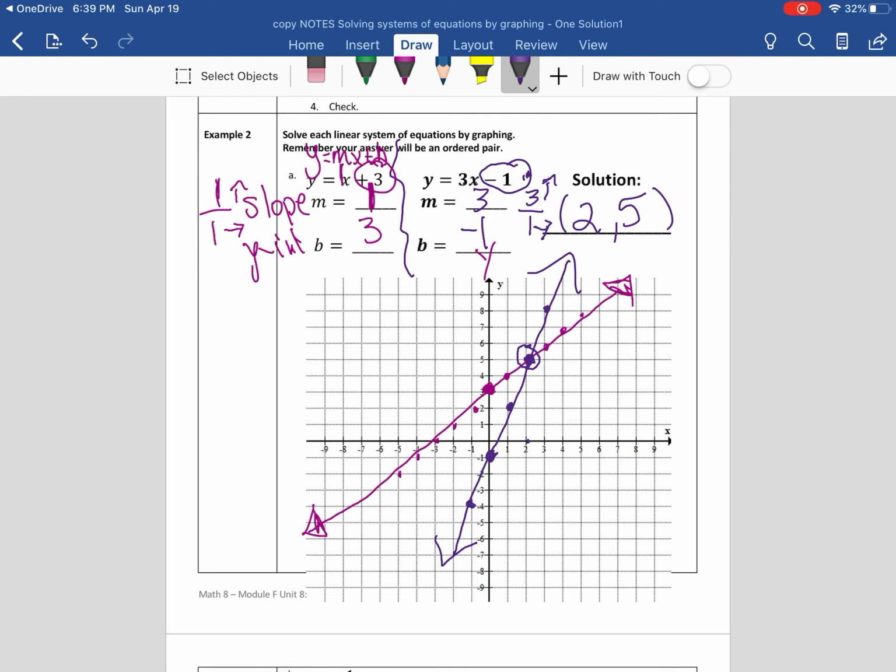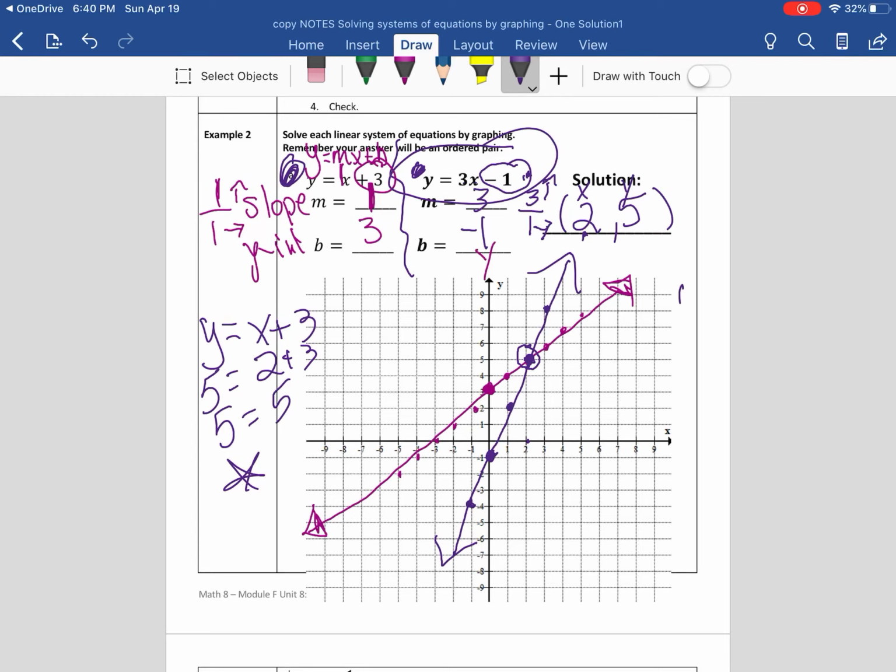2 and 5 is the only ordered pair that will work in both this equation and this equation. No other ordered pair will work to make them even. And what does that mean? Well, here, say I take the first one, y equals x plus 3. Well, here's the ordered pair, 2 and 5. 2 is my x, 5 is my y. So if I put 2 in for the x and 5 in for the y, does 5 equal 2 plus 3? Does 5 equal 5? Yep.